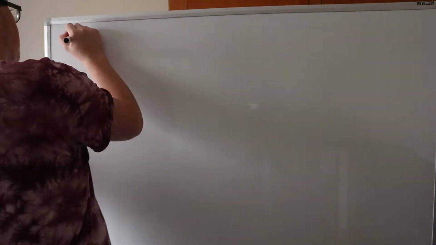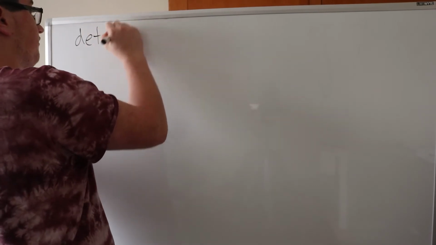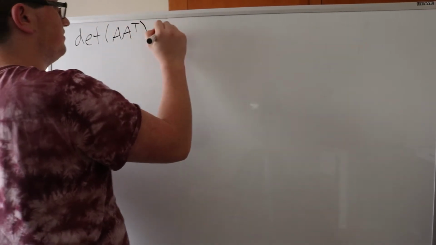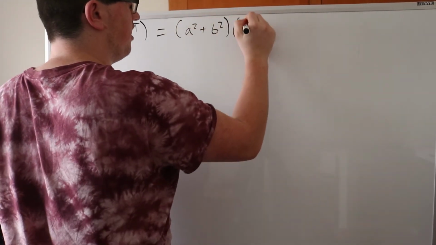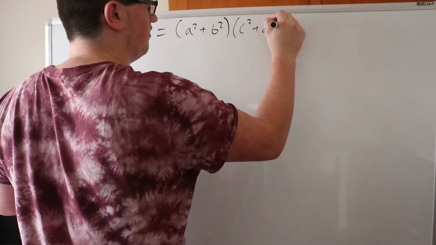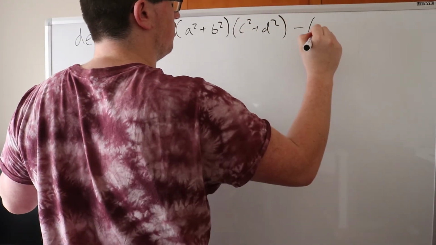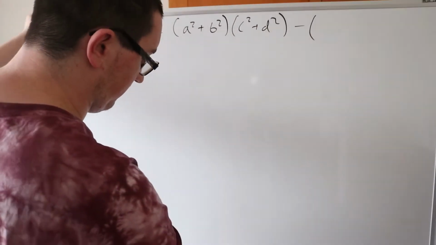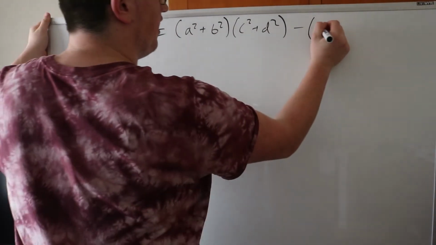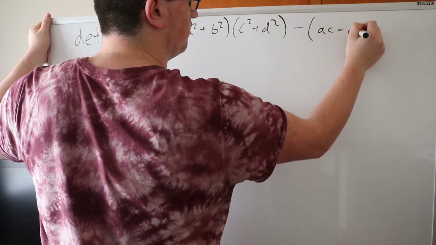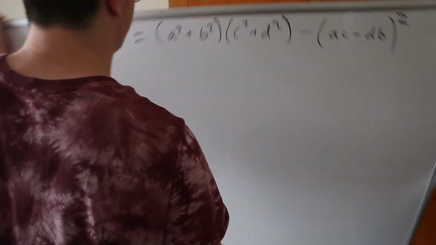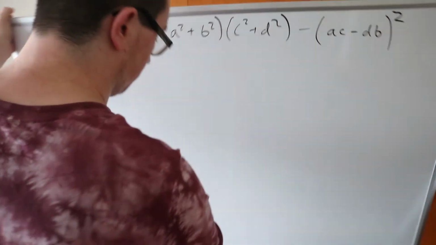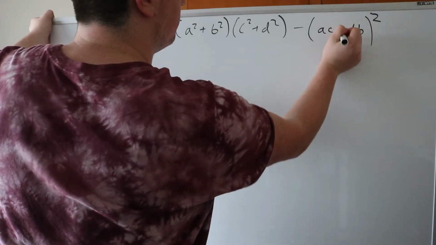So we found that the determinant of A A transpose was nothing but (A squared plus B squared) multiplied by (C squared plus D squared), take away (AC plus BD) squared. Let me have a look on the other side. Memory's bad. That's AC minus BD, squared. Just double check that. That's supposed to be a plus? Okay, that is my bad.